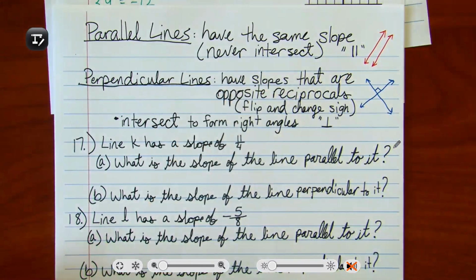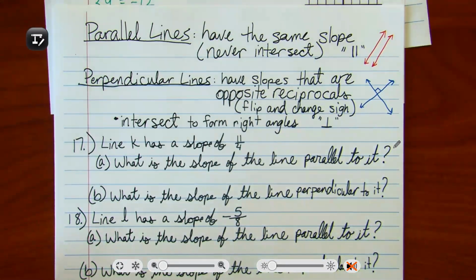But in this case, we're going to describe what parallel and perpendicular have to do with slope. So parallel lines have the same slope. That's pretty easy. Perpendicular lines have slopes that are opposite reciprocals, which means one of them would be a positive slope, the other one's a negative slope. And reciprocal is when you have a fraction and you flip it over.